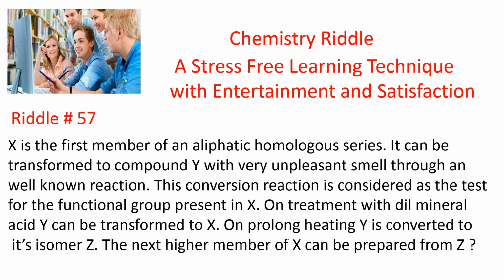On prolonged heating, Y is converted to its isomer Z. The next higher member of X can be prepared from Z. So, this is our riddle number 57.